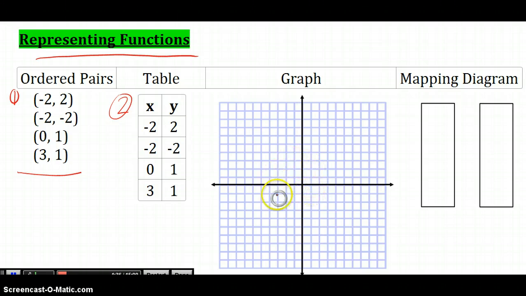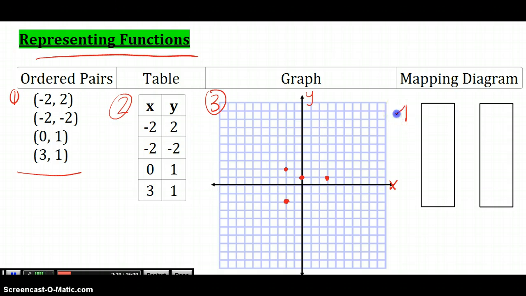You can also put them on a graph. We can plot these points on a graph. So if I plot this, our first point is (-2, 2): left 2, up 2, here's that point. (-2, -2) would be right here, then (0, 1) and (3, 1). Now remember that this is our x-axis and this is our y-axis. So for (-2, 2), I went to the left, -2 on the x, and up 2 for the y. So this is representing the same set of ordered pairs in a third way, as a graph.